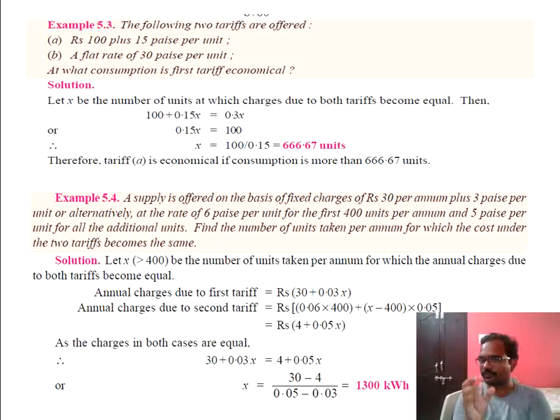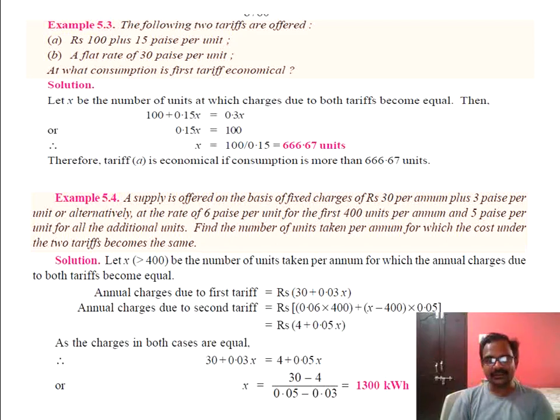They are asking. So the first one is a two-part tariff and the second one is a block rate tariff. Now let's calculate the first one. The annual charges due to the first tariff are 30 rupees plus 3 paise per unit. Let x be the number of units. 3 paise means 0.03 rupees, so 0.03 into x. So 30 plus 0.03x is the first tariff.